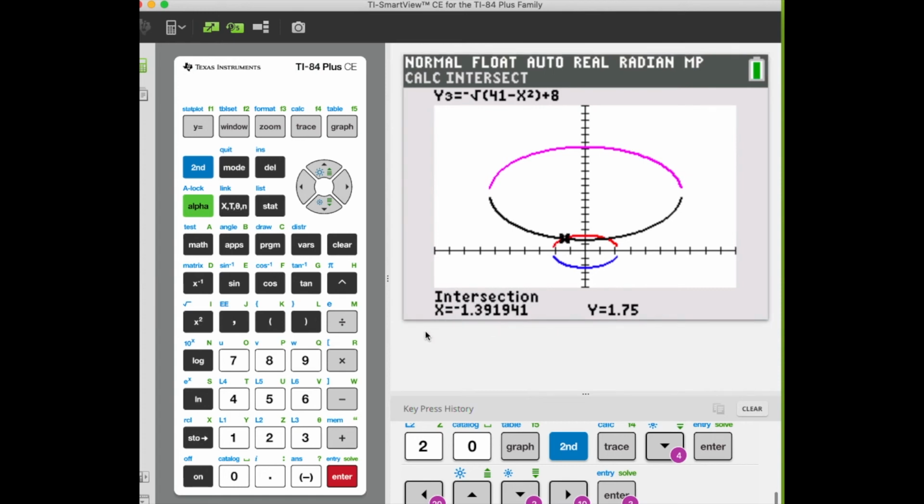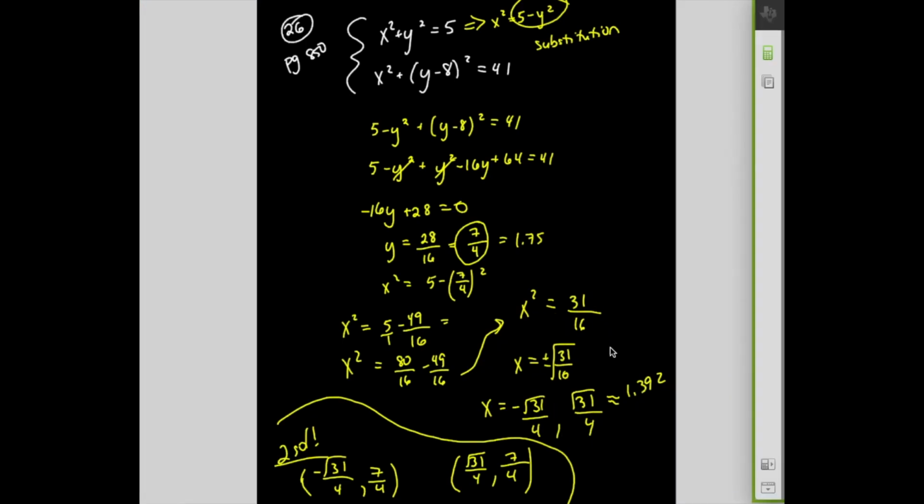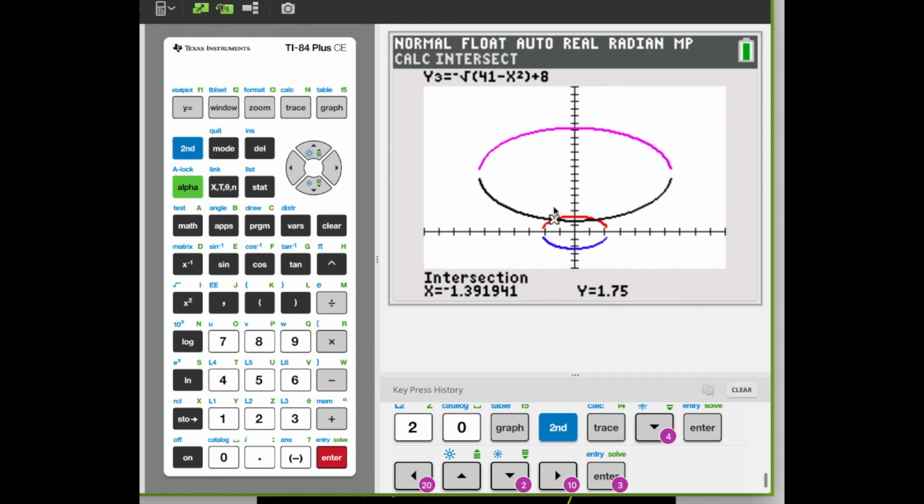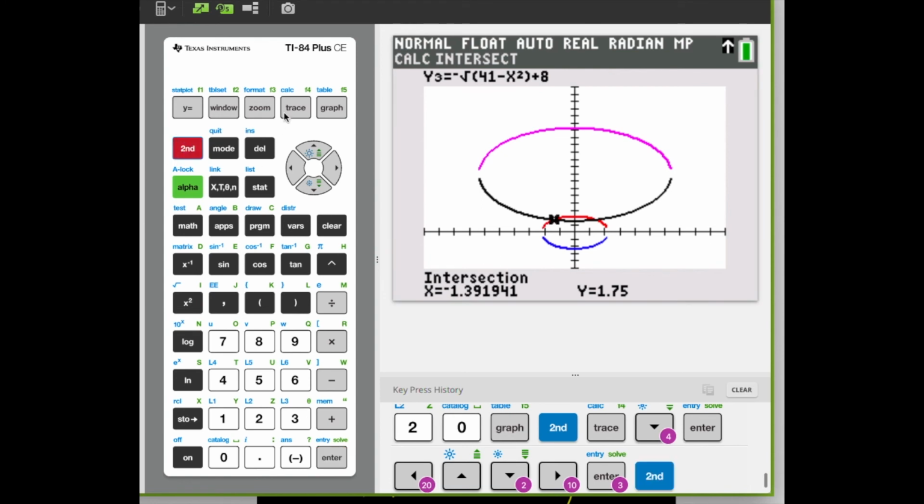Now remember we said this is not going to give me the irrational numbers. So it's -1.392-ish, which is what we said. Negative square root of 31 over 4, and the square root of 31 over 4 was 1.392. So negative 1.392. And then 7/4 we said was 1.75. So it shows me this point, and then it's symmetric. So this one's going to have the same y coordinate and the positive version of the x coordinate. But I'll go and calculate.